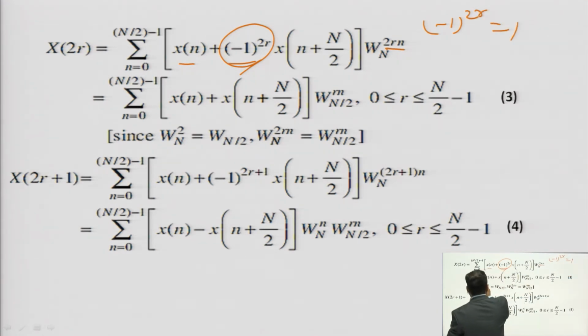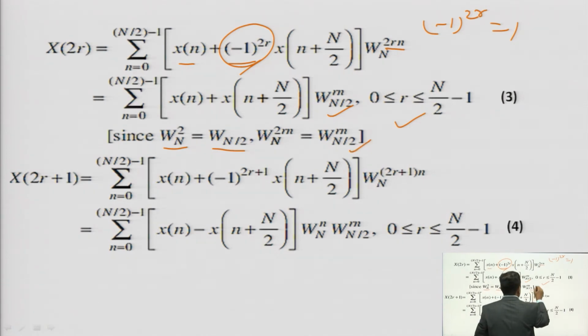So, it will be summation from n = 0 to N/2 minus 1 of x[n] plus x[n + N/2] into W_(N/2)^(rn). You can write this one, where your r goes from 0 to N/2 minus 1, because you are splitting your sequences here into 2 equal parts, N/2 and N/2. That is why you have to go from 0 to N/2 minus 1 here. And W_N squared you can write here. Why am I writing this W_N squared? Because W_N squared you can write as W_N/2 also, and W_N^(2rn) you can write in this form also. That is why you are writing this one.